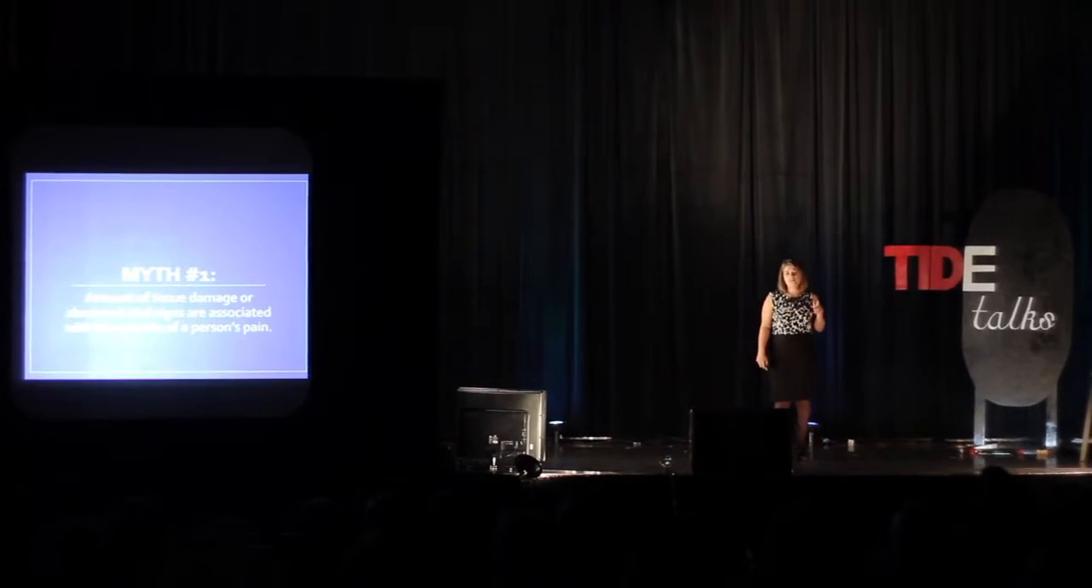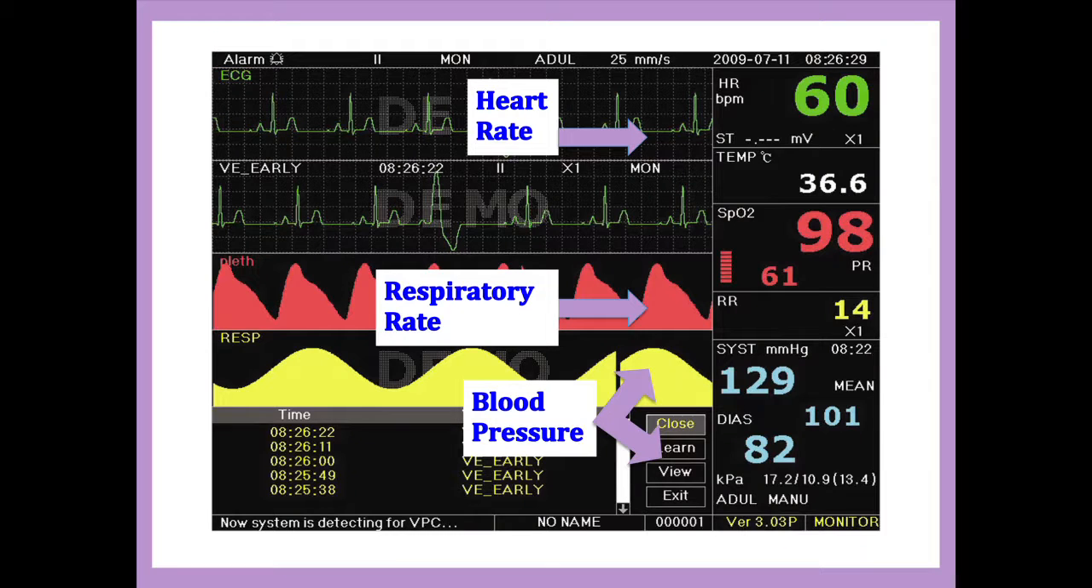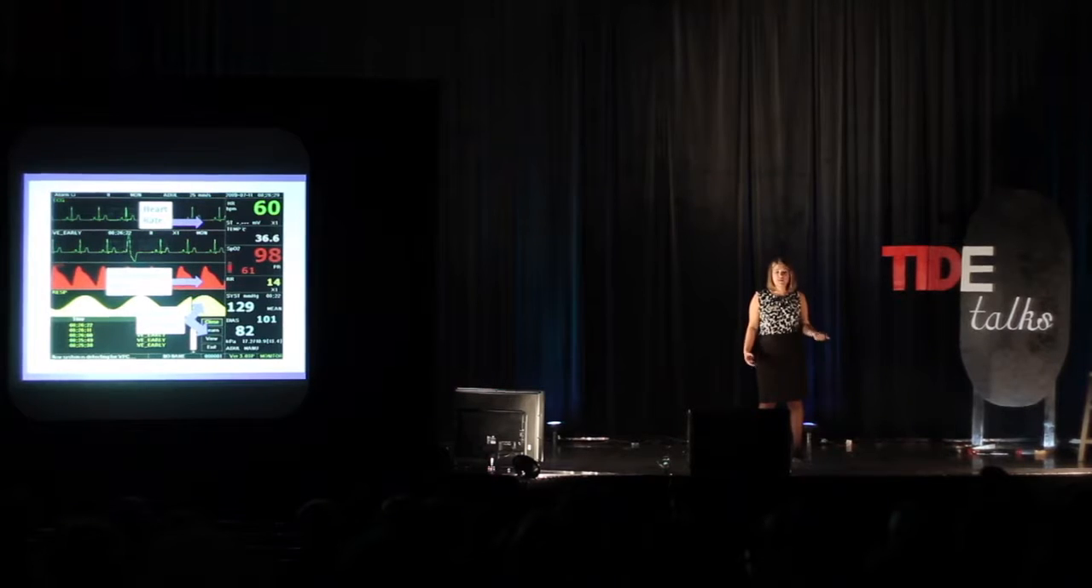So the first myth is that the amount of tissue damage or abnormal vital signs are associated with the severity of a person's pain. First, let's look at vital signs. You would think somebody coming to you with this severe pain, their heart rate's going to be elevated, they're going to be breathing super fast, and their blood pressure is going to be through the roof. Research shows us that that is just not the case.